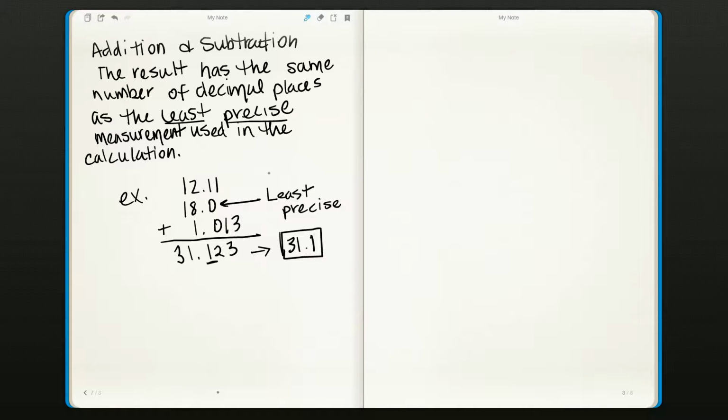So again, addition and subtraction, you look at the least precise measurement and your result should have the same number of decimal places as that least precise measurement. Okay, so I was talking about rounding, but we'll go through the rounding rules really quickly. These are simple rules you guys should know, same ones that you would use in math. So rules for rounding.